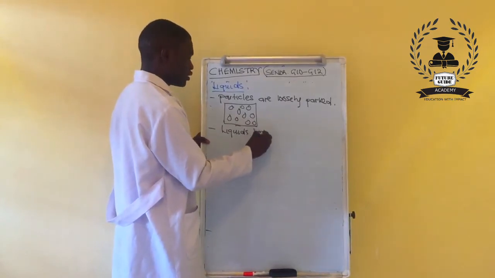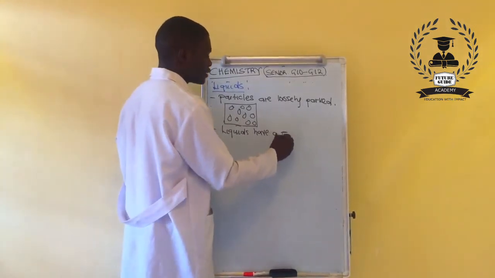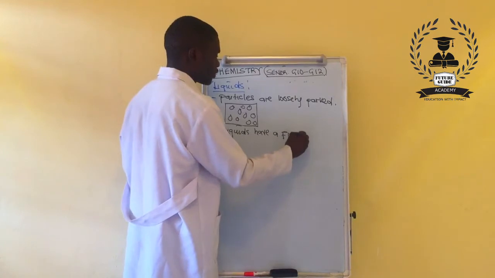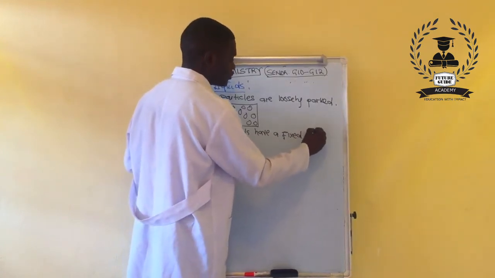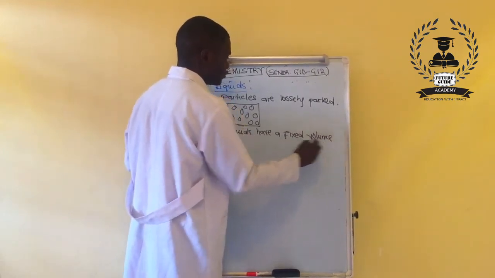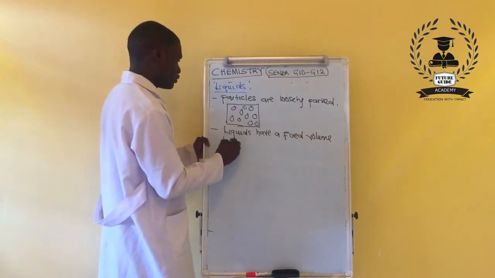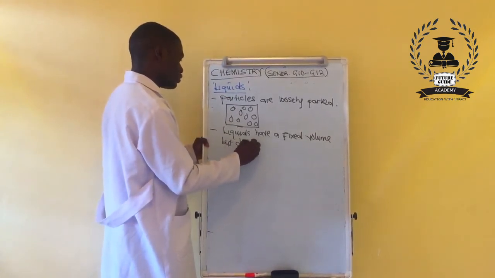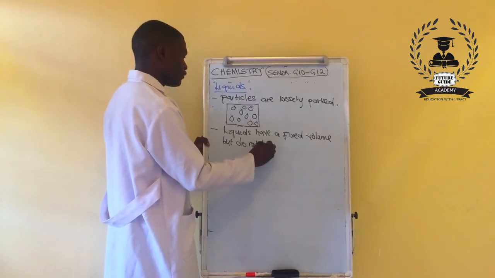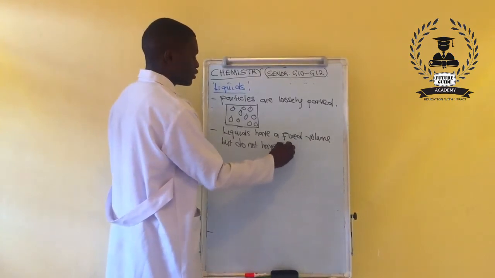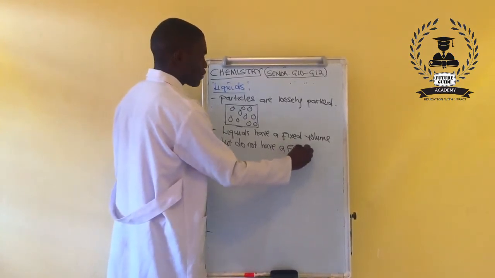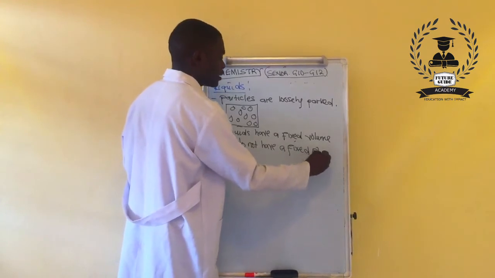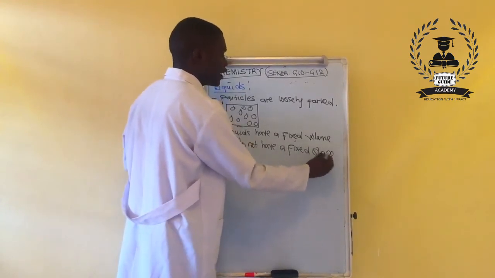To that point we are saying liquids have a fixed volume but do not have a fixed shape.